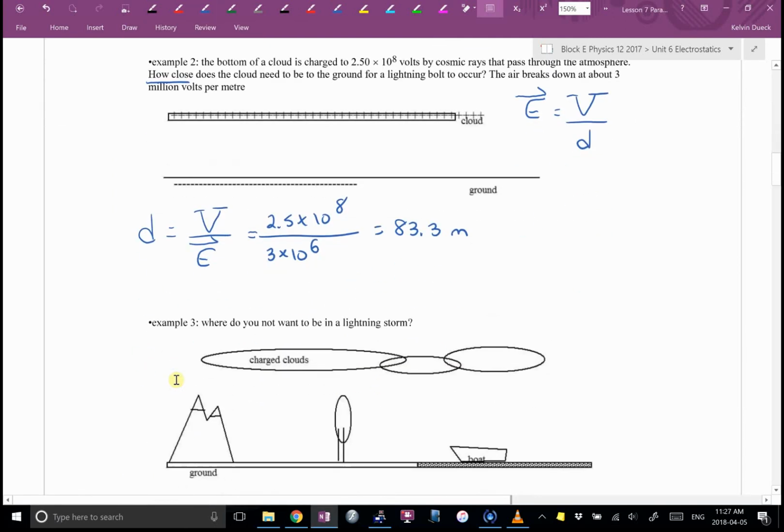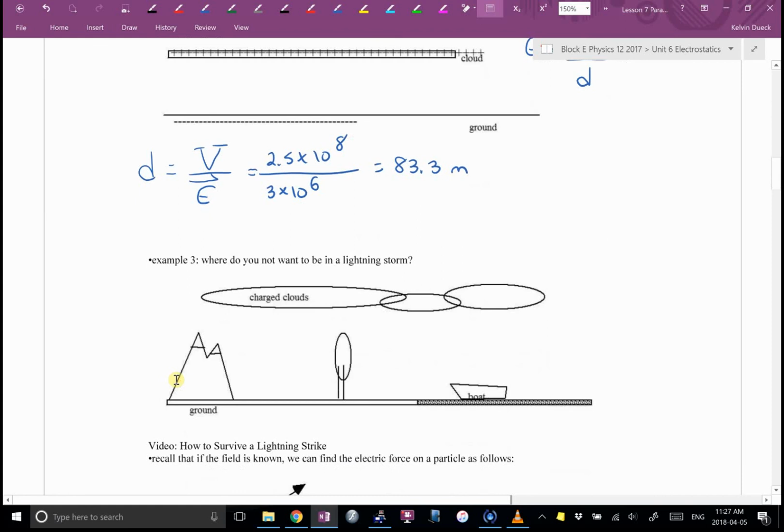So based on what I've just told you, where would you not want to be in a lightning storm? Well, first of all here, because if you're standing there, the tree has dramatically reduced the distance required, and then the lightning would travel down the tree and arc through the ground into you. Not a good thing.